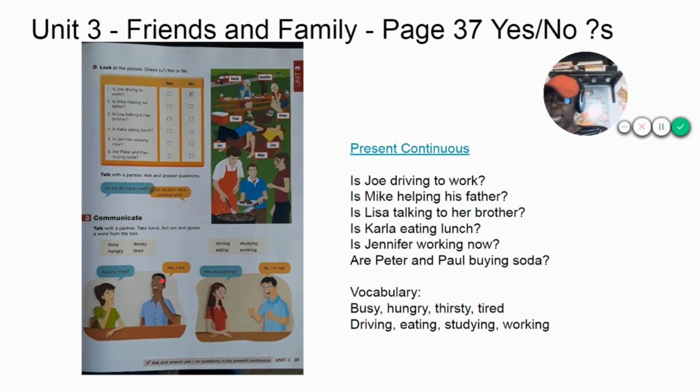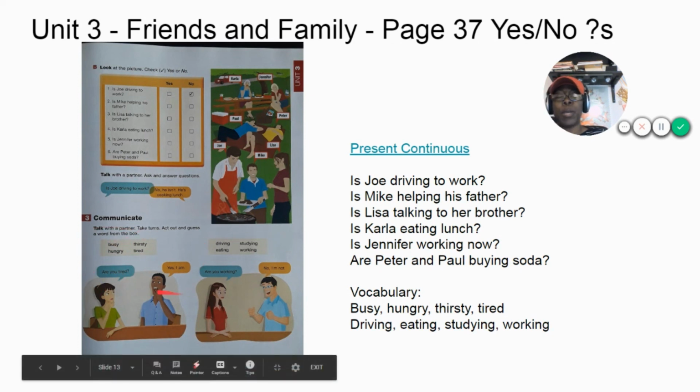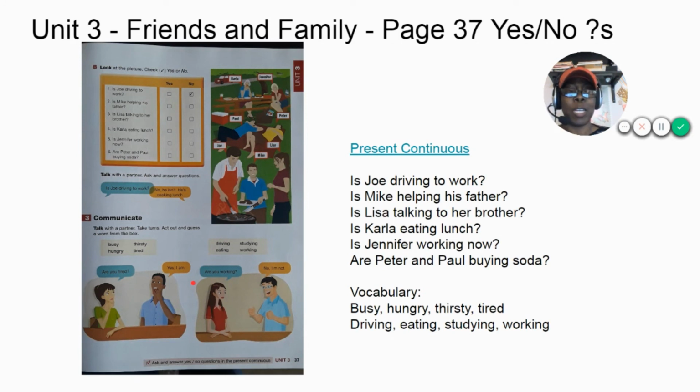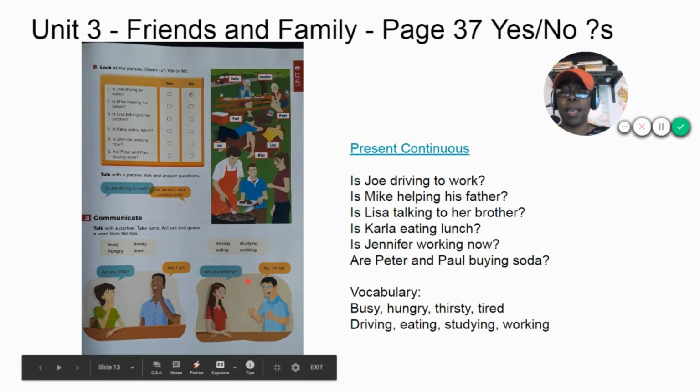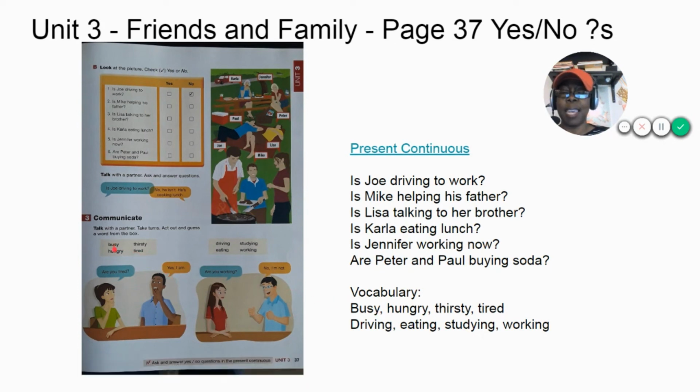Now, for this section 3 down here, I just want us to take a quick look. This is something you'll do at home. You can practice at home with your family or with your kids, or with another student. You and another student can hook up with each other and practice. And we've got some vocabulary words here I want us to take a look at. We have busy, hungry, thirsty, tired, driving, eating, studying, working.